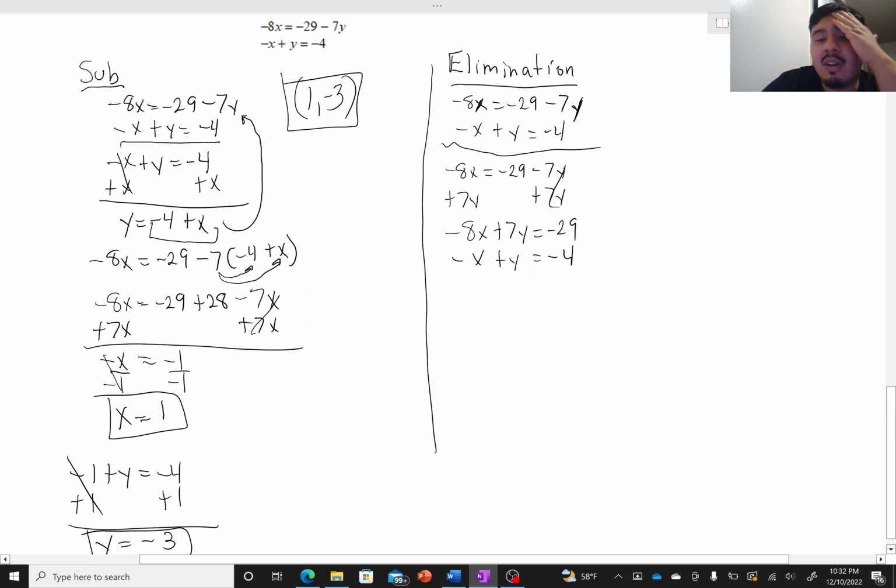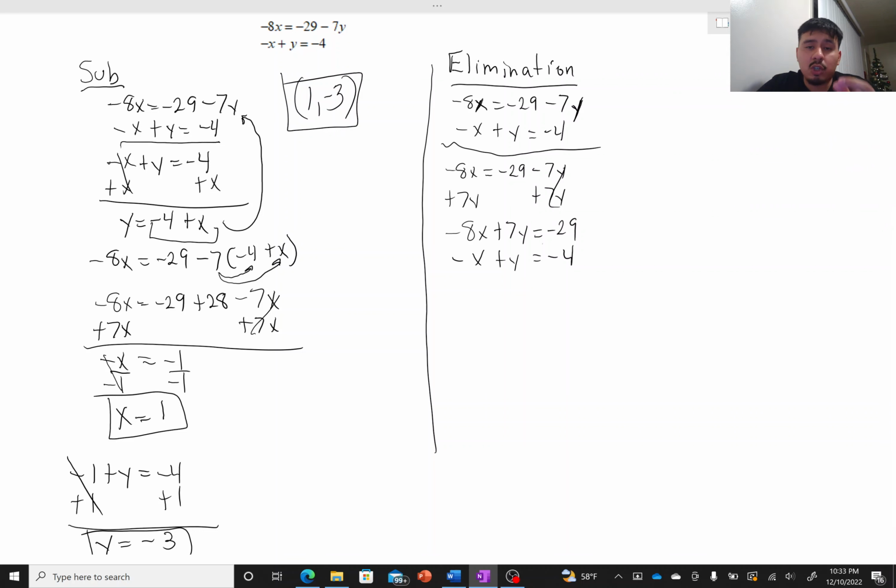So now, can I get rid of any of my variables? No, I cannot. Why? Because if I add them, I have negative 8x plus negative x, that would give me negative 9x. I didn't get rid of the x. And if I add 7y plus y, that gives me 8y. I didn't get rid of the y's. Now if I do subtraction, I have negative 8x minus negative x, which will give me negative 7x. And then if I have positive 7y minus y, that'll give me 6y. I still don't get rid of any of the variables.